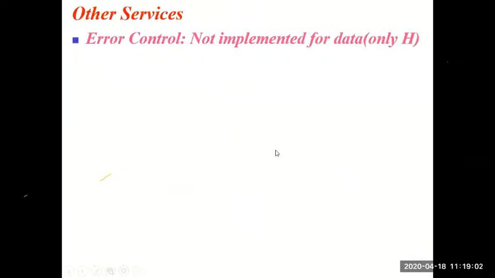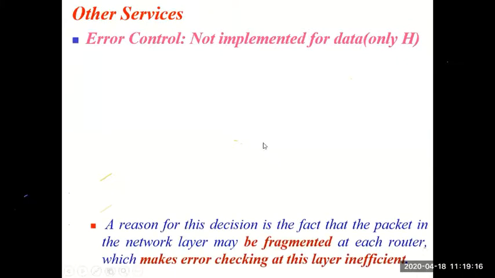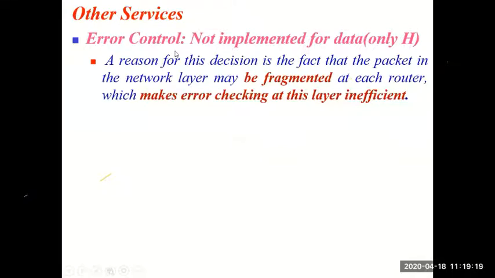There are many other services like error control, congestion control, flow control, and security, but most of these are not implemented in the network layer. So we'll go through this fast. Error control is not implemented for the data. It is implemented only for the header.